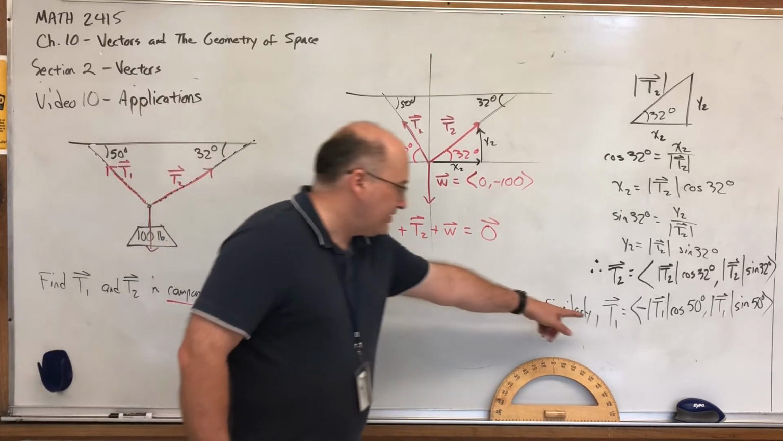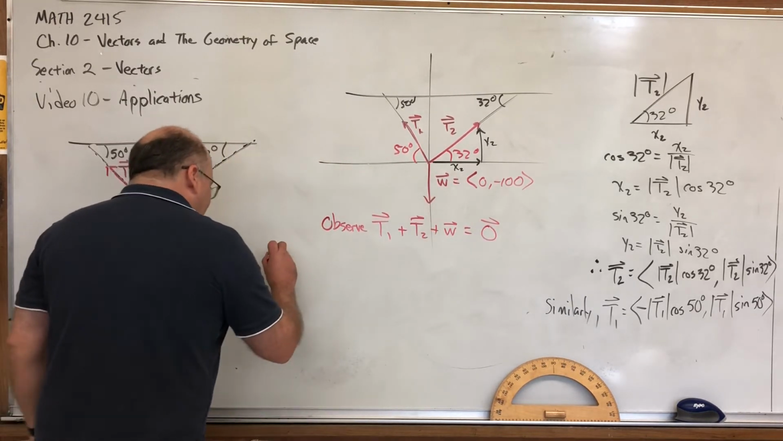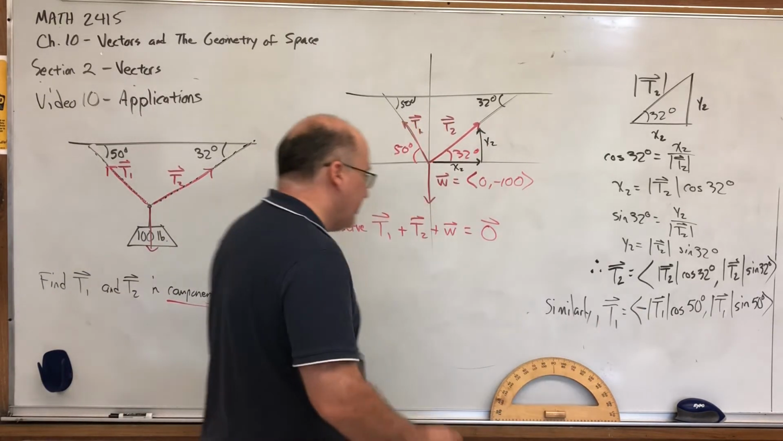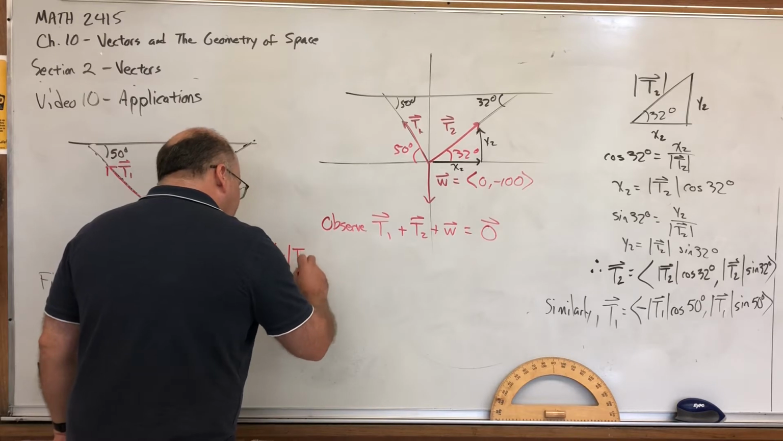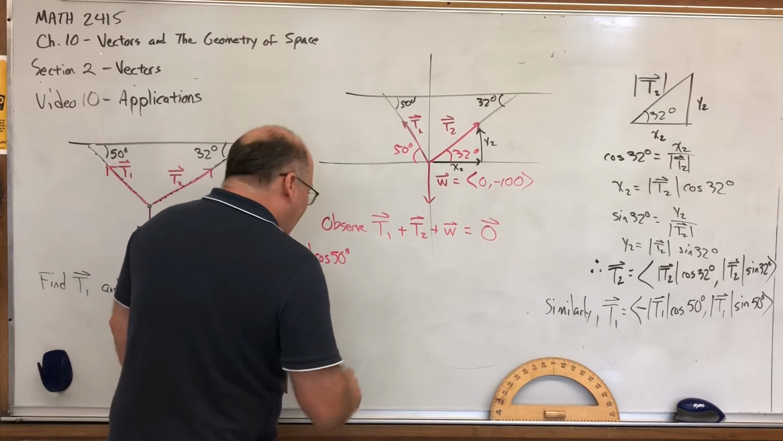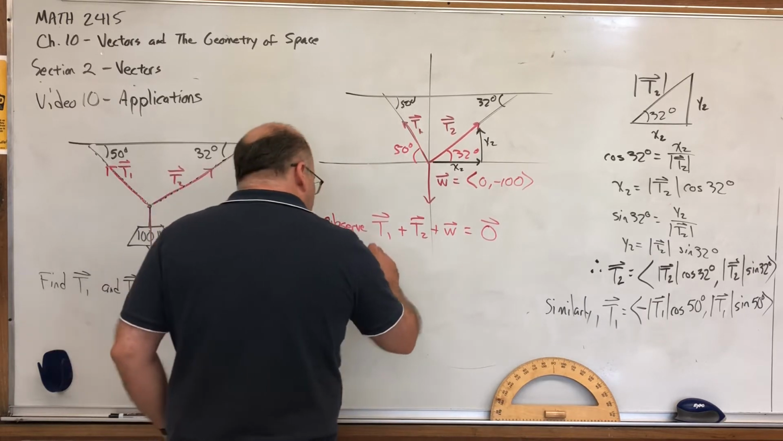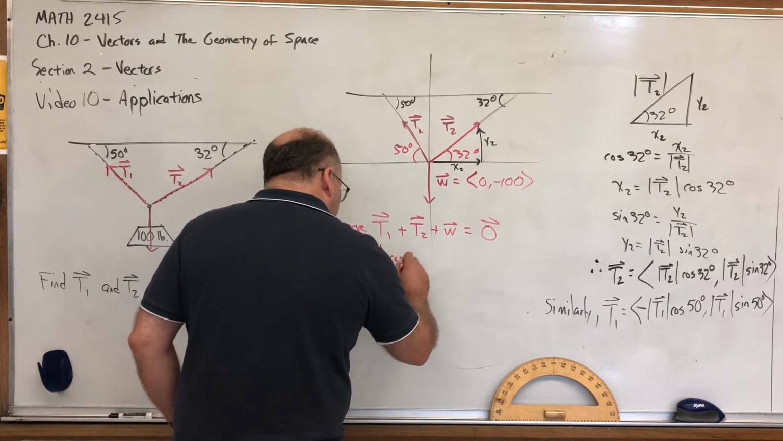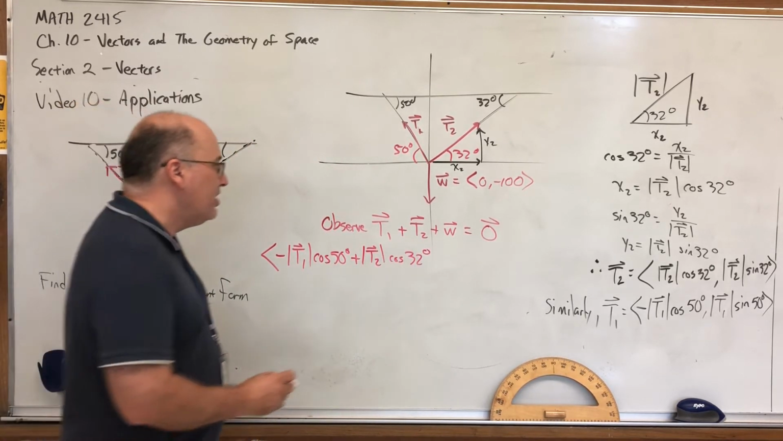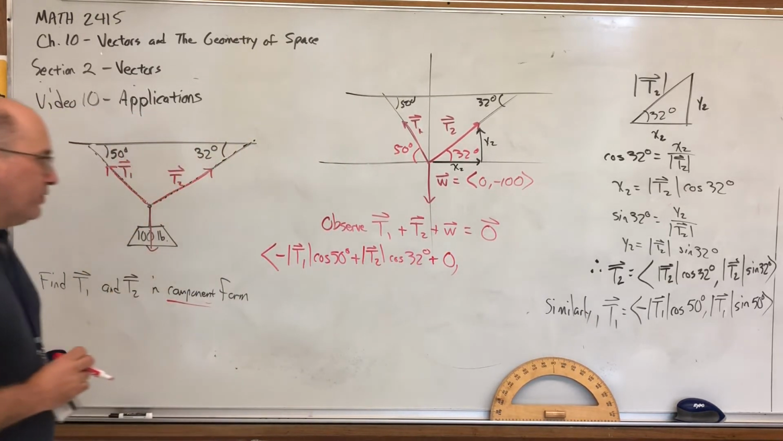Instead of writing this vector plus this vector plus this vector and then adding the components, let's go ahead and add them. If I add the first components, the first component of t1 is negative magnitude of t1 cosine of 50 degrees. If I add the first component of t2, it's the magnitude of t2 times cosine of 32 degrees, plus the first component of w, which is 0. So there's the first component.